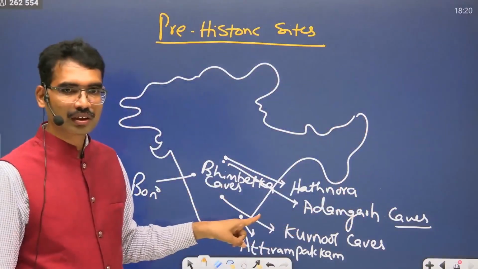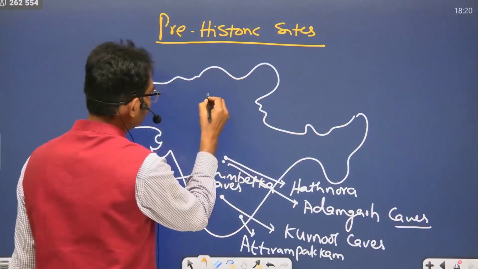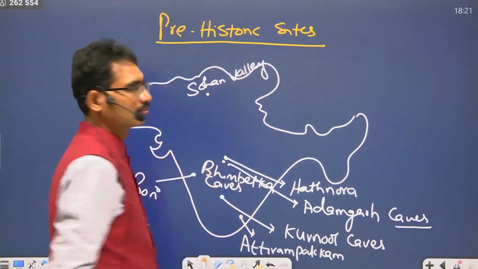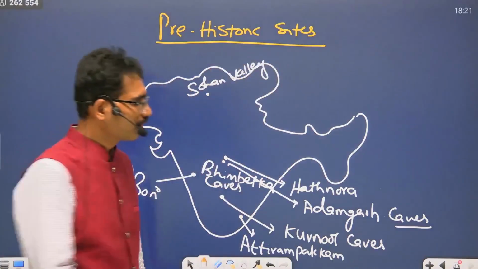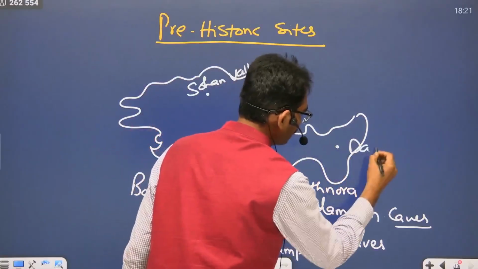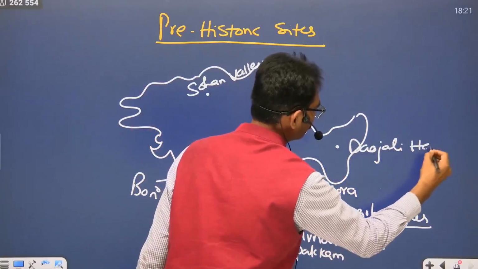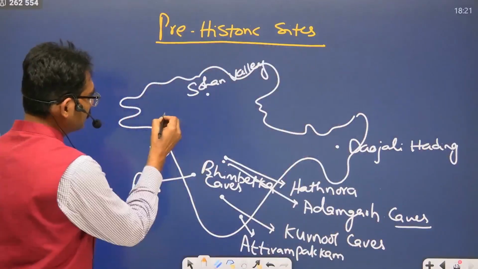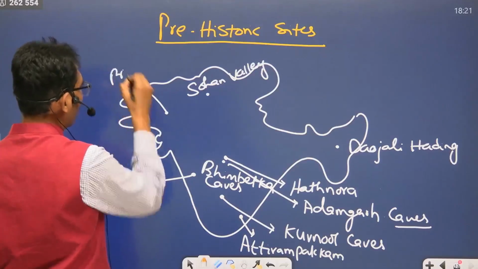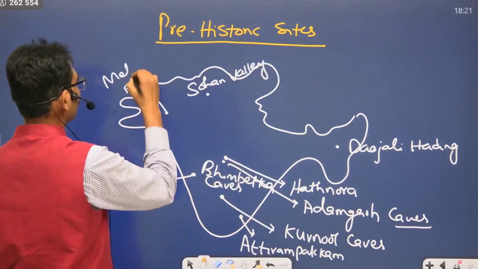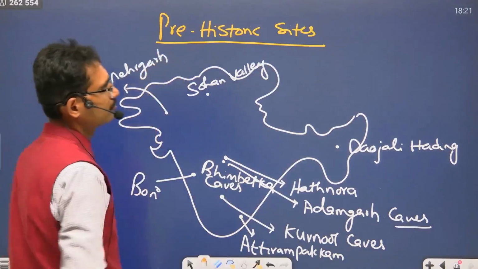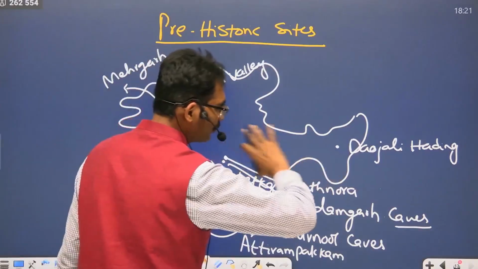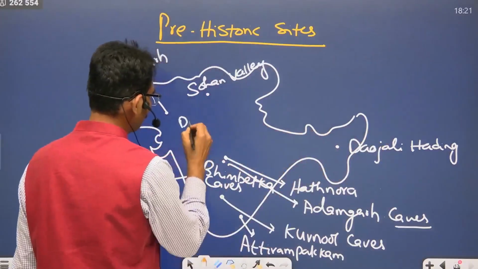This is how. If you go this side, Sohan Valley, present day Pakistan region. In this area, Dabar-e Harding, one place. And there is a place in present day Balochistan, Mehergarh. Like this. Now, as you proceed to different places in Rajasthan, you will find like this.